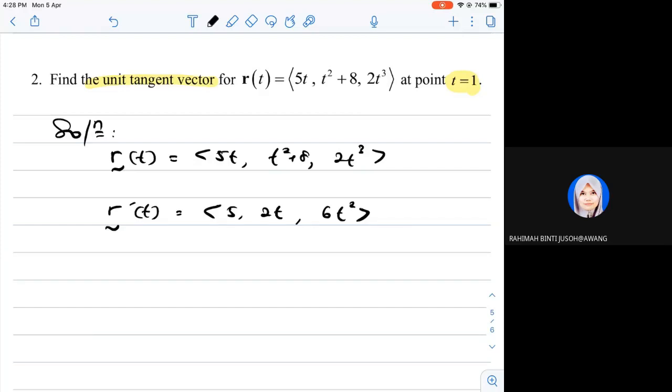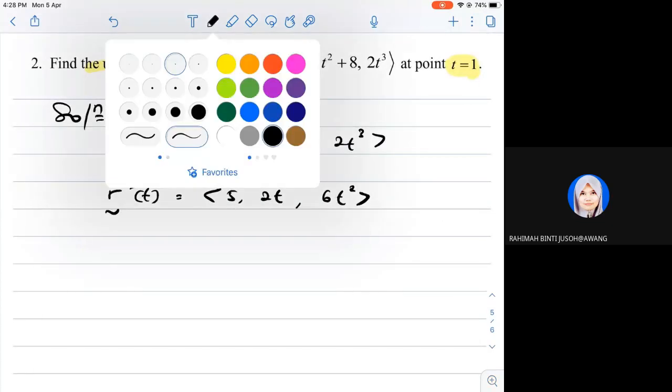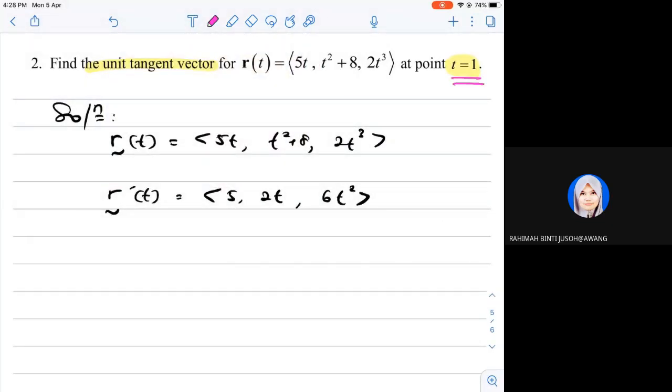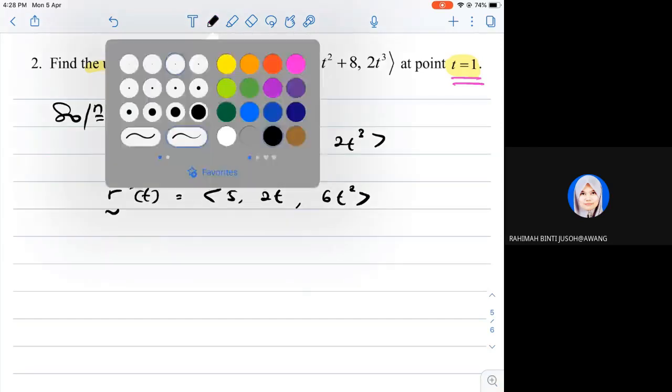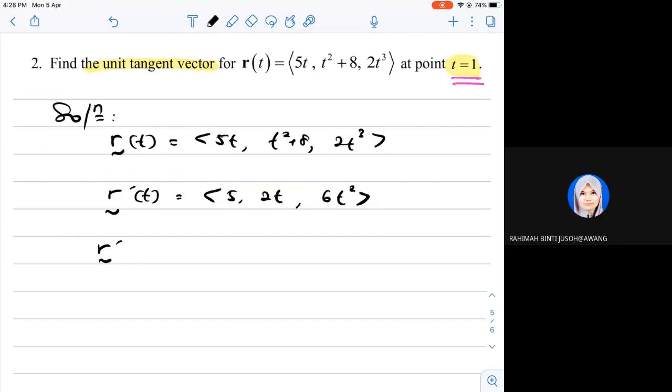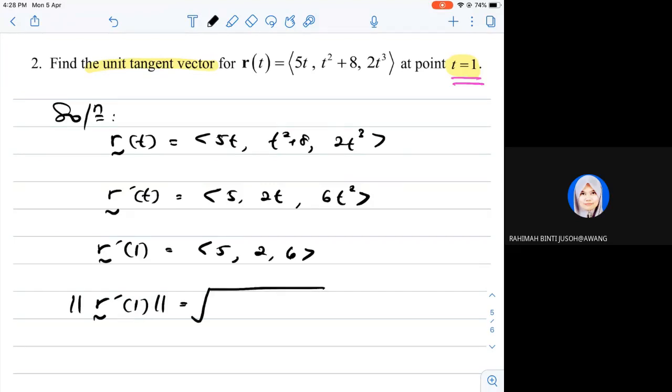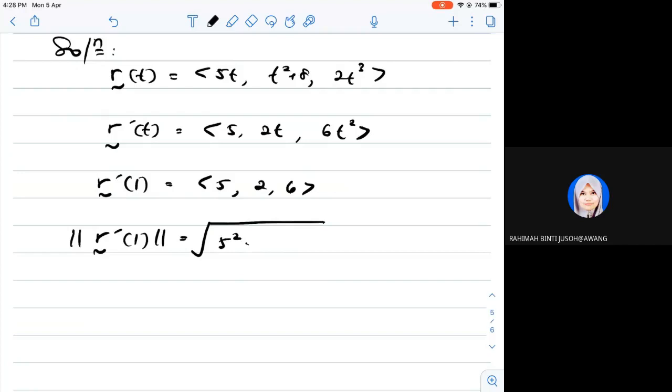Okay, so now since we are given the values of t equals to 1 dekat sini ni, so it's better for you to substitute the values lah. It will be easier. Okay, so bila kita gantikan nilai, r prime 1 equals to 5, 2 times 1, 2 lah, 6 times 1 squared, so 6. Next is we need to find the magnitude of r prime 1. So dia lebih mudah lah bila kita ganti nilai. So 5 squared plus 2 squared plus 6 squared. This is equivalent to, we have 25 tambah 4, 36, 65, isn't it?